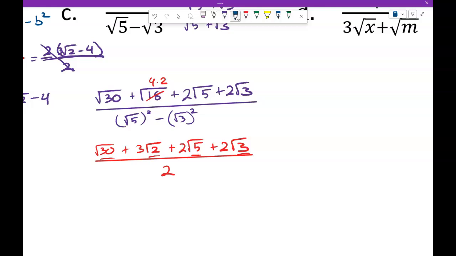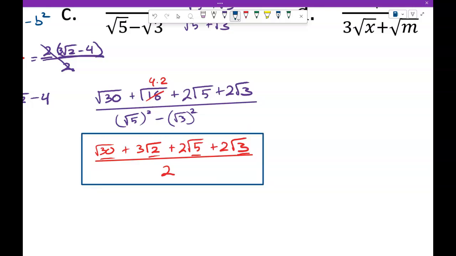We cannot simplify this any further. Even though we have common factors here, there's no common factor of 2 in all the terms. Therefore, since all terms do not have a common factor, that is as much as we can simplify.